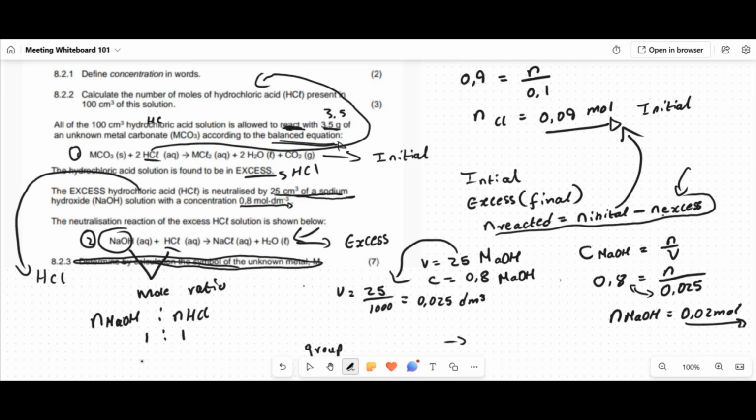Because the ratio is 1:1, I'm going to say number of moles of NaOH are equal to number of moles of HCl, which is equal to 0.02 mole. And what is this now? This is the number of moles that were in excess. Right. Okay. Let me move it down there.